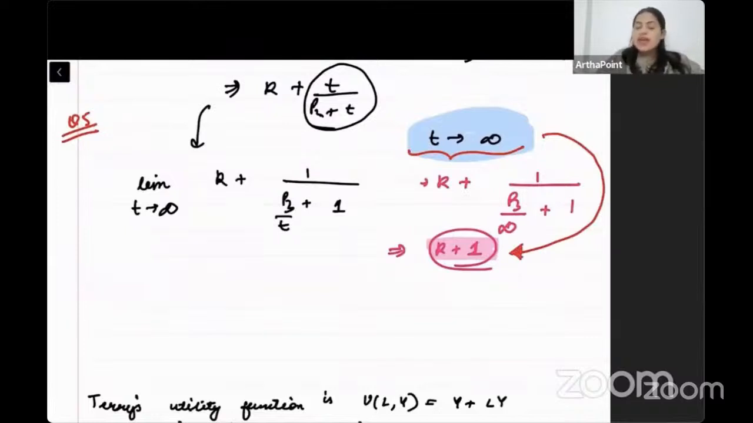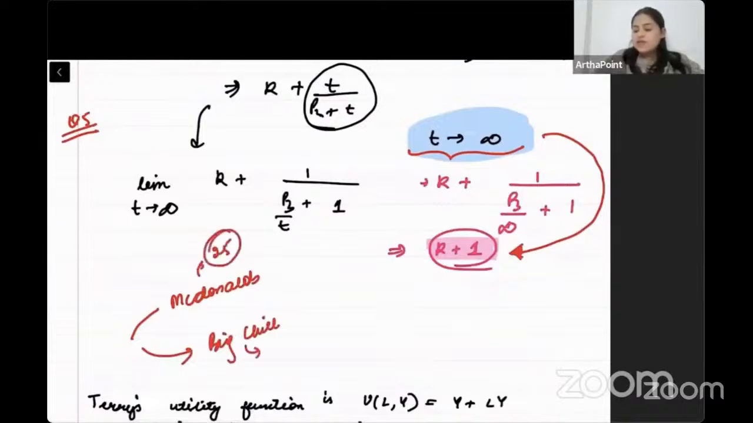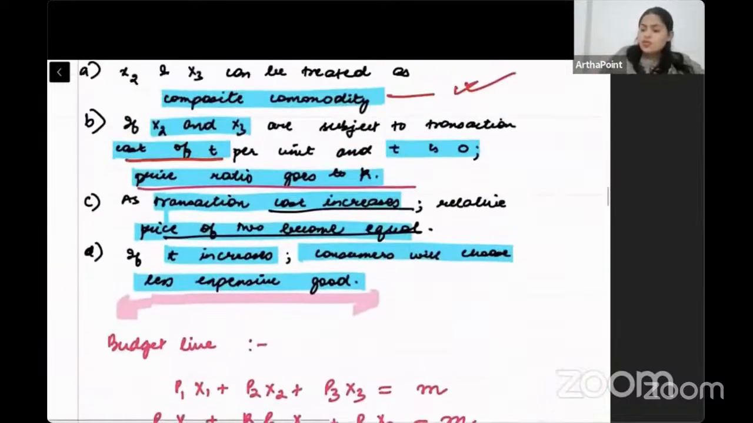This does not give me any information about what will happen to the combination that the consumer consumes. It's like this. Suppose you're buying one burger from McDonald's, and let's say you're buying the second burger from a very big cafe, let's say Big Chill. This gives a burger for 25 and this gives a burger for 120. But now I tell you that there is a transaction cost on each burger. Does this mean that you will be going towards the more expensive burger or the less expensive burger?